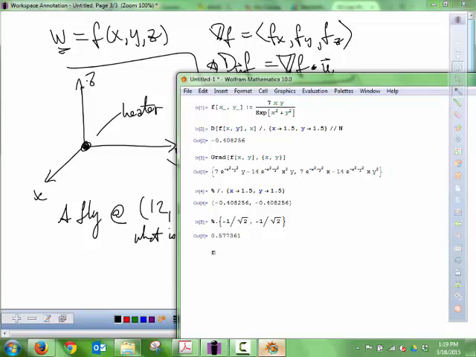All right, so I'm going to call my function T of x, y, z, equal to 72 times e to the negative x squared plus y squared plus z squared. Oh, I got to do a bunch of things.